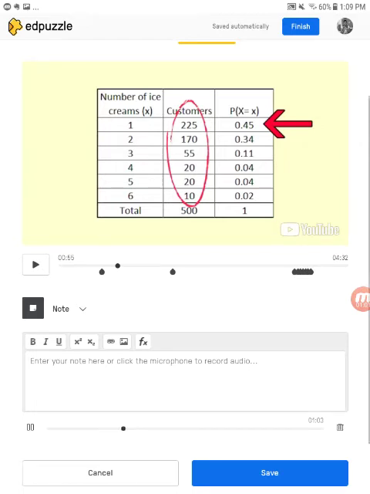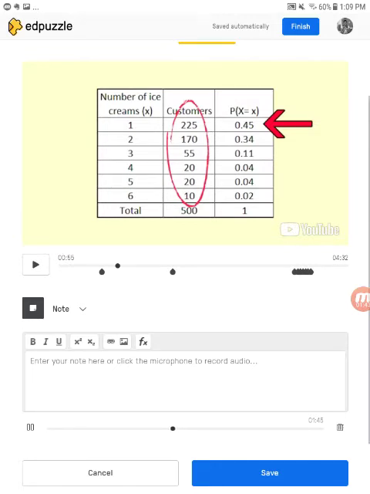Feature number 1 says the probability distribution, that is the table that you're looking at on the video, has a probability assigned. The probabilities assigned in the third column, P of X equals x, are your assigned probabilities: 0.45, 0.34, 0.11, 0.04, 0.04, and 0.02. Those are your probabilities assigned. The probability distribution has a probability assigned to each distinct value of the random variable.